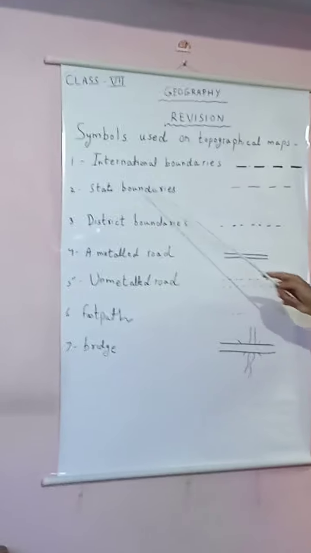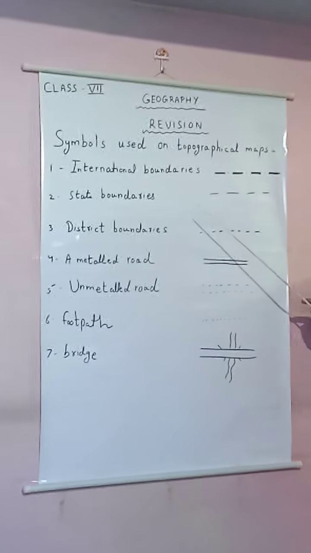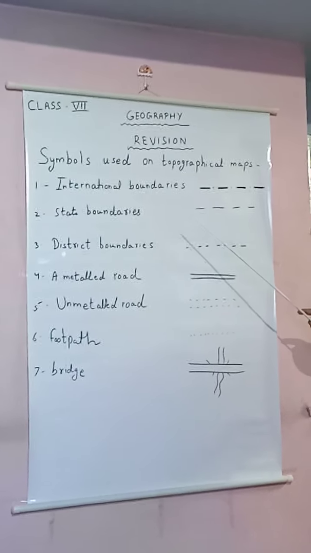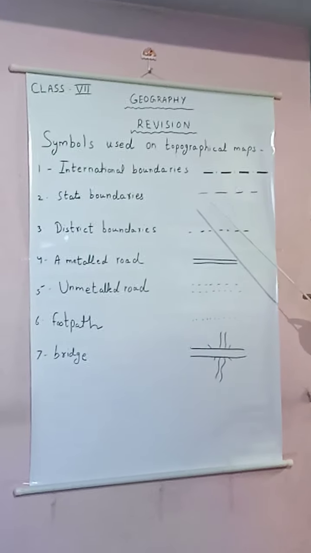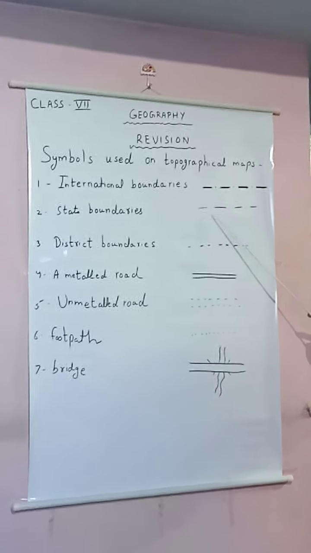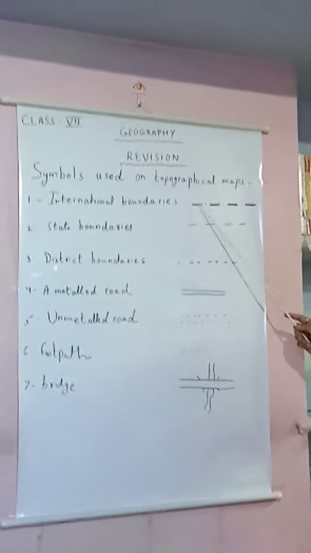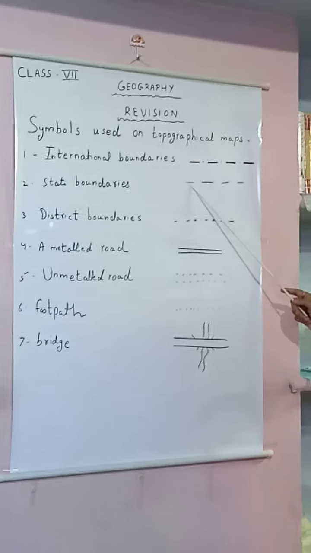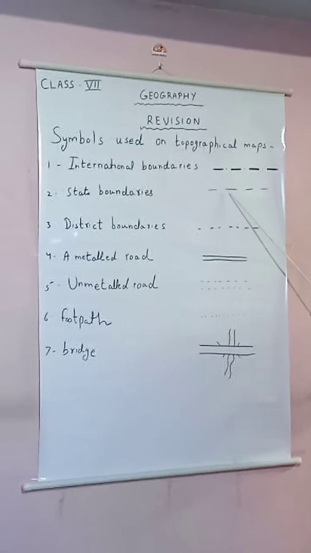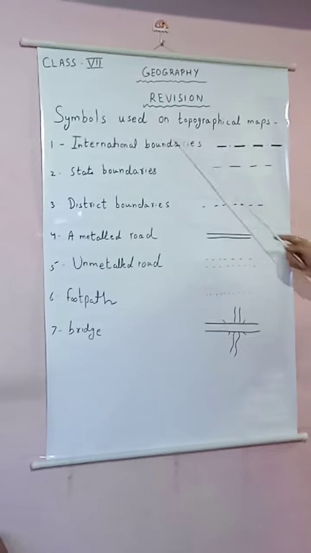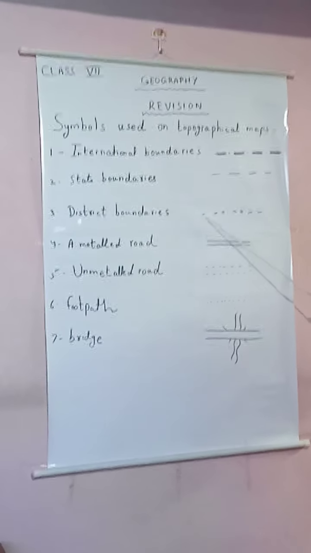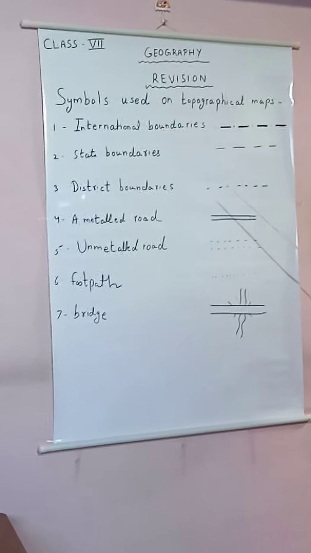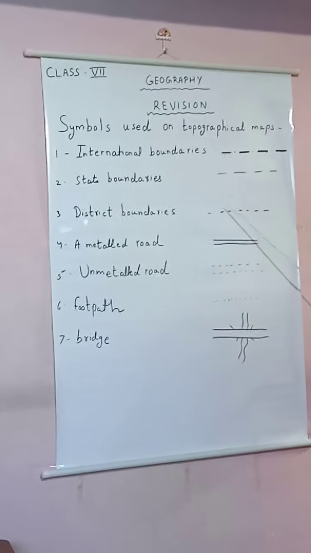Second is state boundaries that are demarcated from the border between the states within a country itself. These are shown by a series of dots and dashes that are thinner. You can see this is thinner comparatively. State boundaries are thinner and more closely spaced than those of the international boundaries. Third is the district boundaries, shown by a series of dashes. These form the borders between the districts in a state.